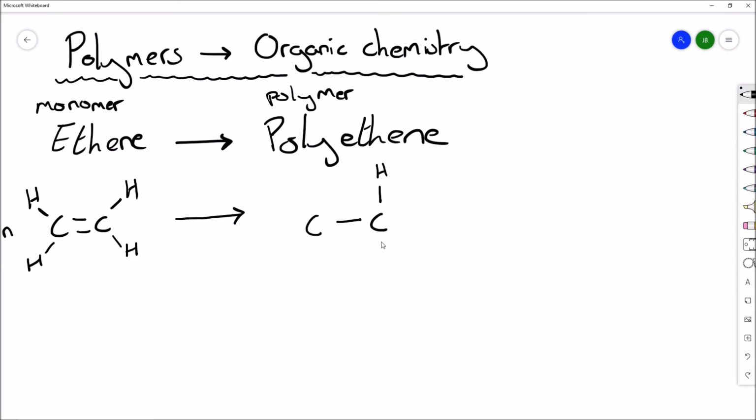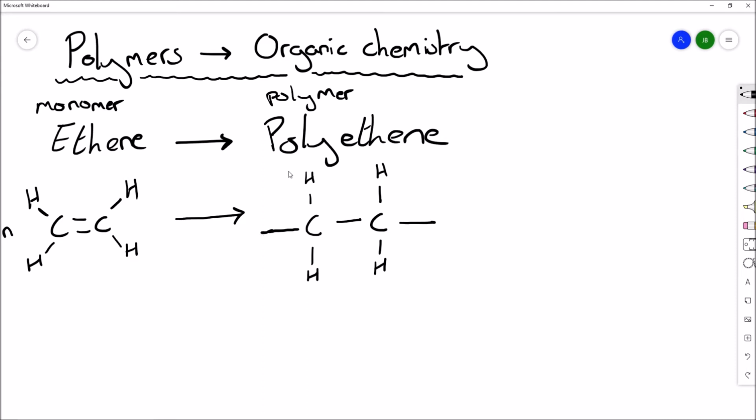We have the hydrogen still in the same place, but this time that double bond is split. Now half of it has gone that way, half of it's gone that way. So half of it's joined up with another one of these, this side, and half of it's joined up with another one of these, that side. But we don't need to draw the whole chain, because as chemists we like to be lazy, we like to make things as simple as possible. We draw it like this.